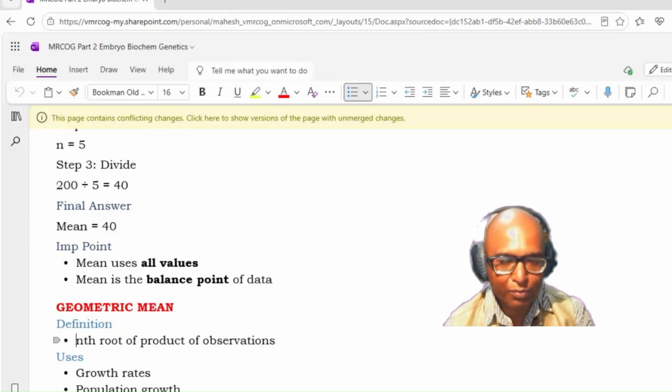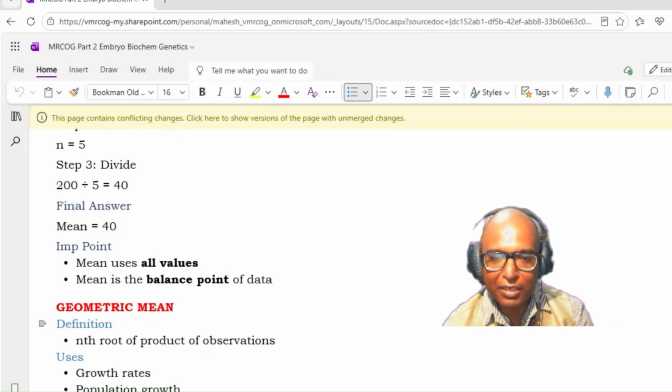Suppose you are given 10 observations. In the arithmetic mean, we added all 10 observations. Here you have to take the product of all 10 observations: the first observation multiplied by the second, multiplied by the third, and so on, all 10 observations multiplied with each other. Then you take the 10th root, because there are a total of 10 observations.